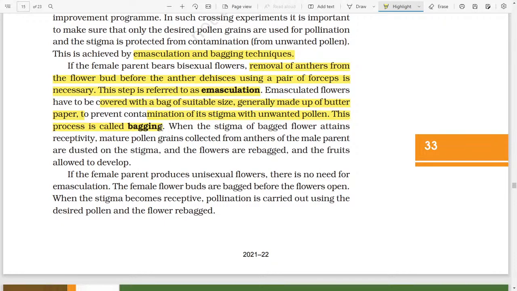When the stigma of the bagged flower attains receptivity, mature pollen grains collected from anthers of the male parent are dusted on the stigma, and the flower is rebagged and the fruit allowed to develop. If the female parent produces unisexual flowers, there is no need for emasculation. The female flower buds are bagged before the flowers open. When the stigma becomes receptive, pollination is carried out using the desired pollen and the flower is rebagged.